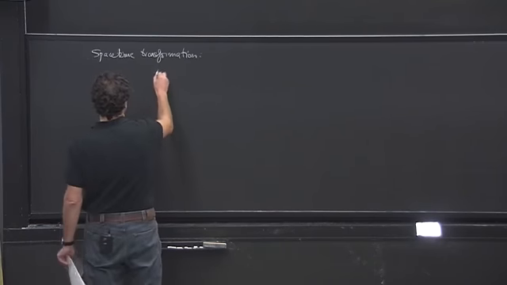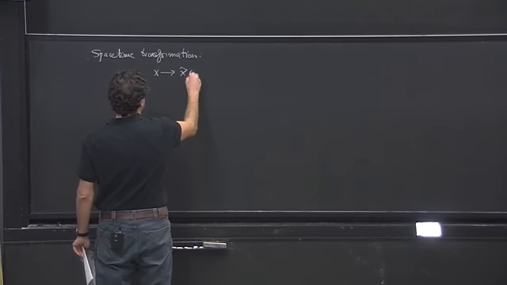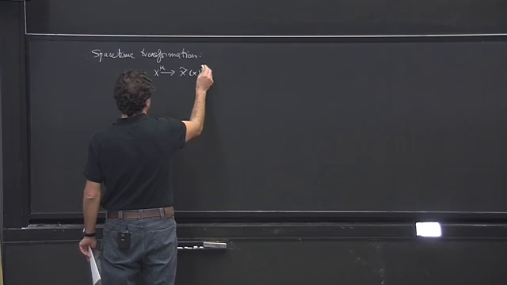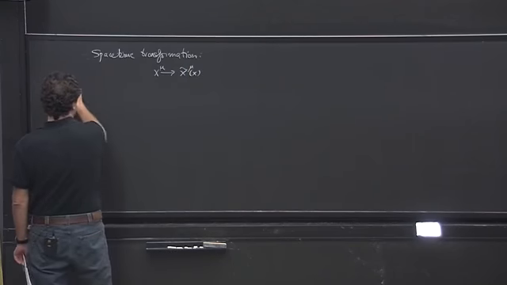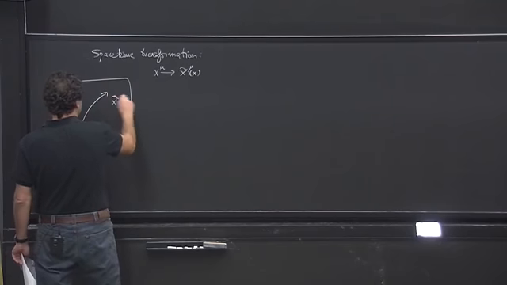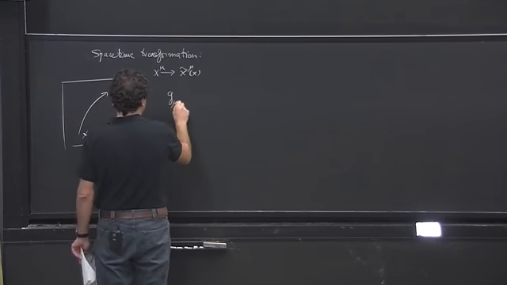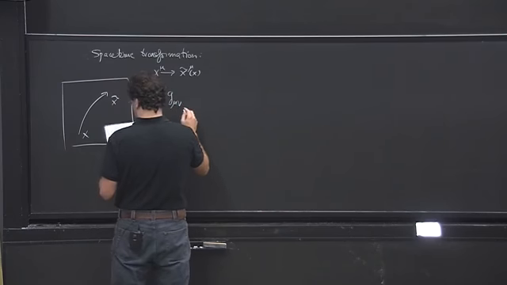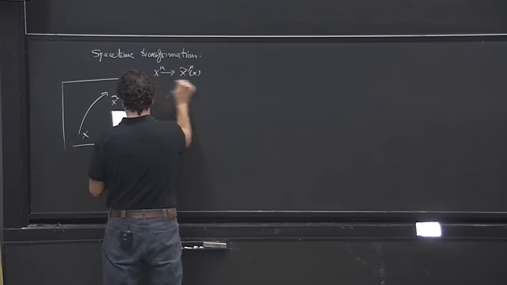And in equations, this was just that, some mapping from x to x tilde that preserves the metric. Okay, I'm doing it in flat space.